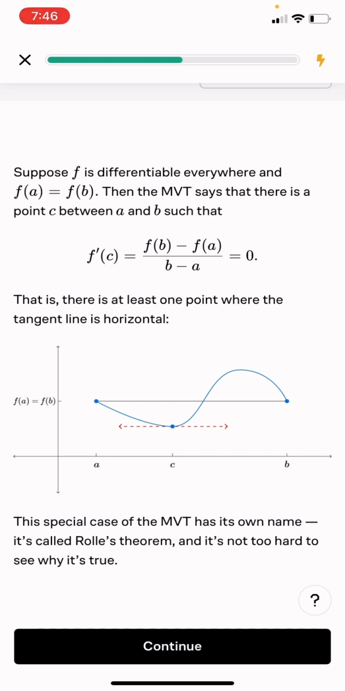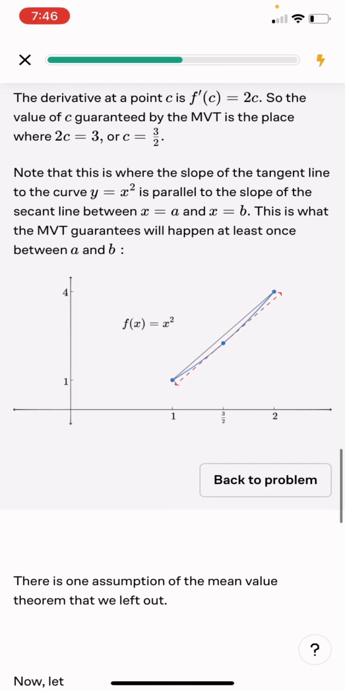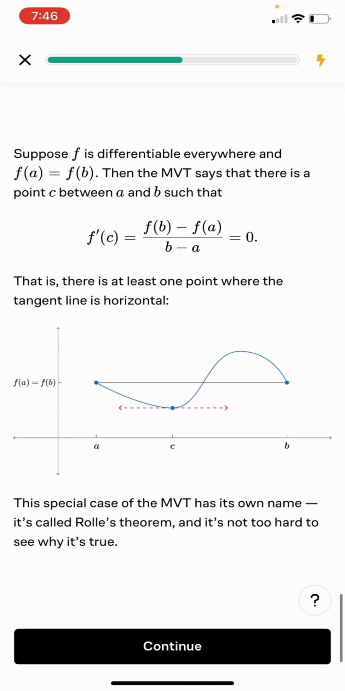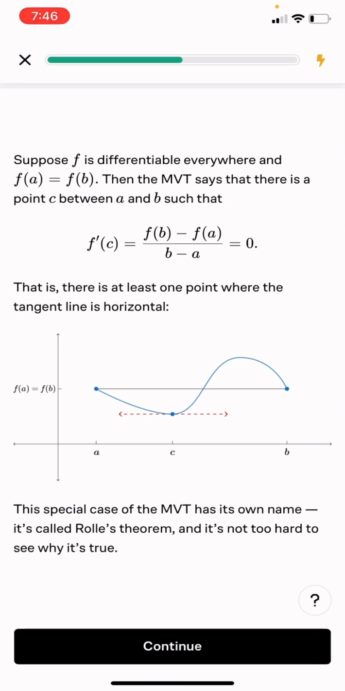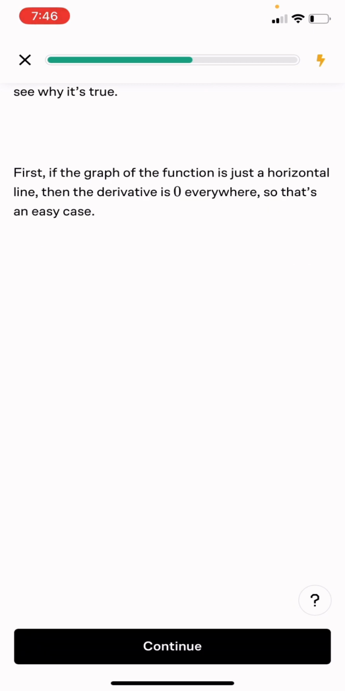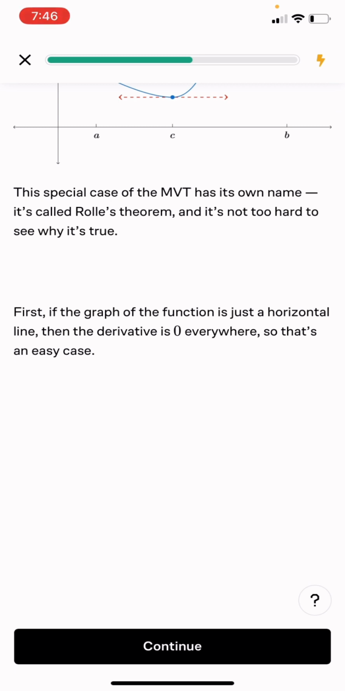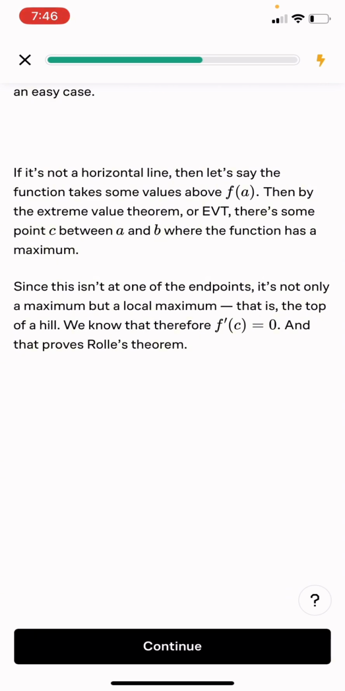and it's not too hard to see why it's true. First, if the graph of the function is just a horizontal line, then the derivative is 0 everywhere. So that's an easy case. If it's not a horizontal line, then let's just say the function takes values above f(a). Then by the extreme value theorem, or EVT, there's some point c between a and b where the function has a maximum. Since this isn't one of the endpoints, it's not only a maximum but a local maximum. That is the top of a hill. We know that therefore f prime of c equals 0, and that proves Rolle's theorem.